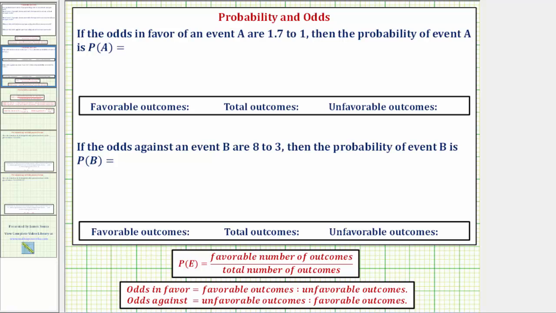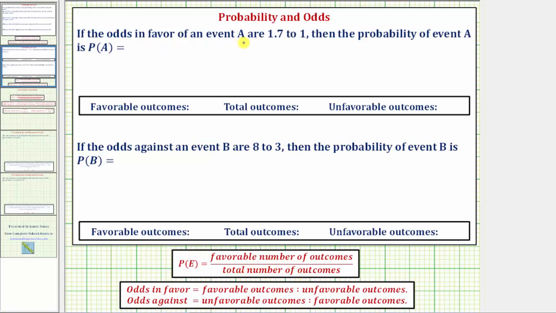So the main thing to remember here is that the odds in favor compare the number of favorable outcomes to the number of unfavorable outcomes. And if we sum the favorable outcomes and the unfavorable outcomes, we can determine the total number of outcomes, which will help us determine the probability.